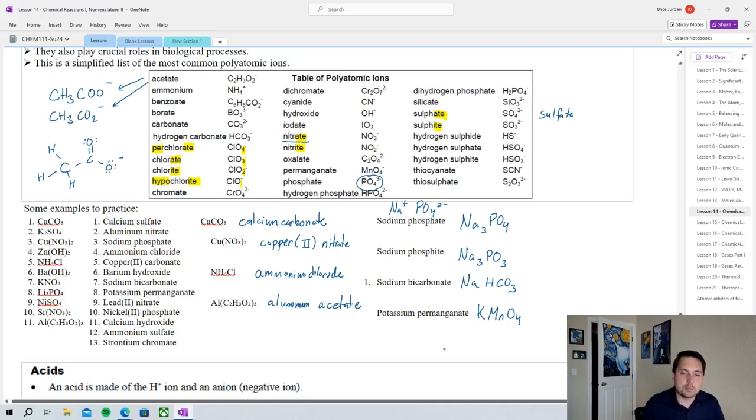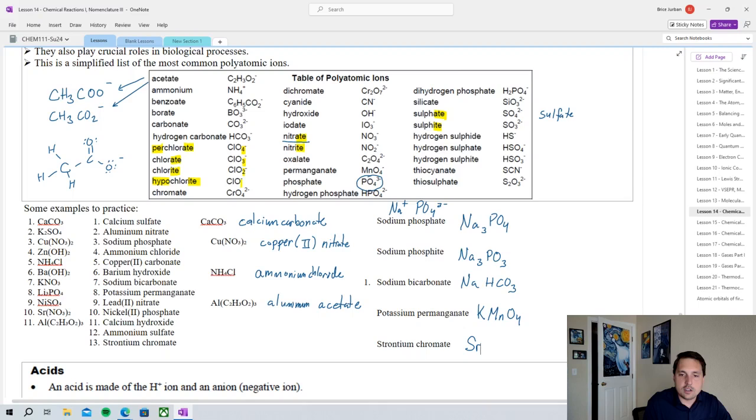So naming compounds with polyatomics is really not that hard at all. It just requires a little bit of upfront work in recognizing these as polyatomics and not as elements. Another example of this is strontium chromate. Strontium has a 2+ charge. It's an alkaline earth metal. It's in the second group, so it's going to have that 2+ charge.